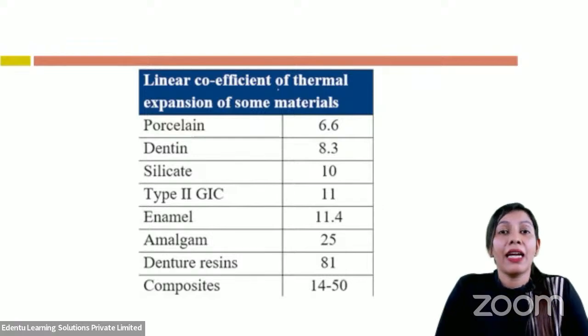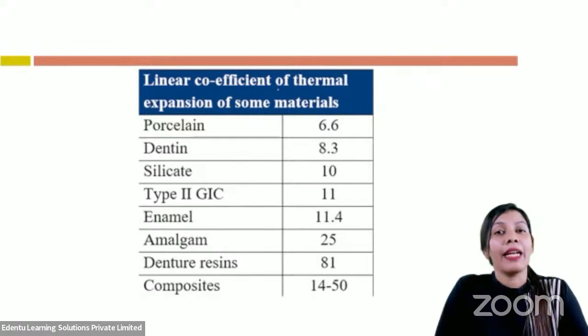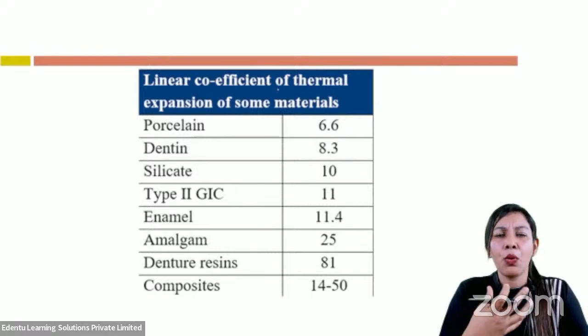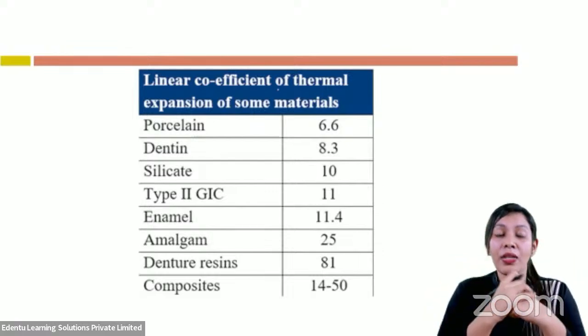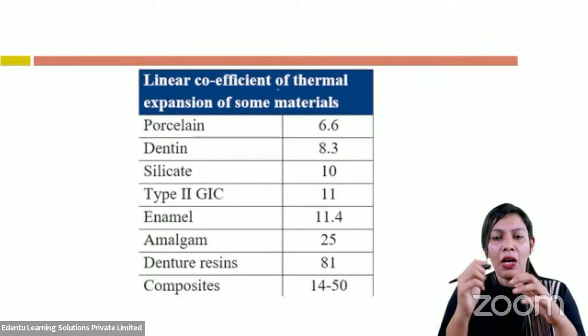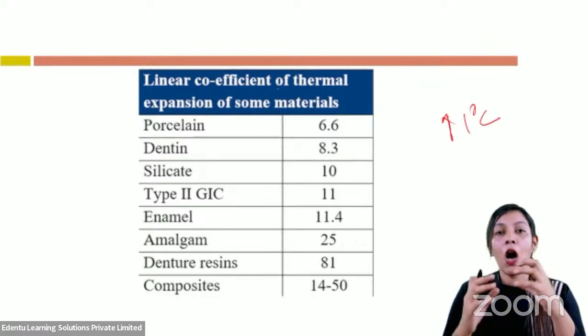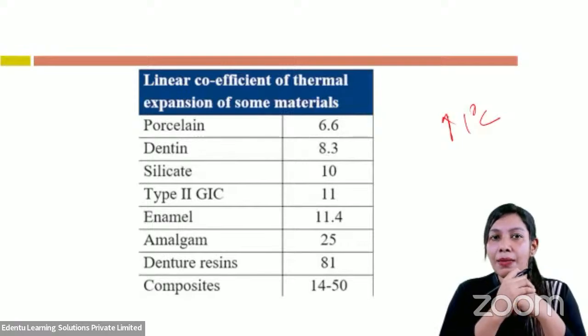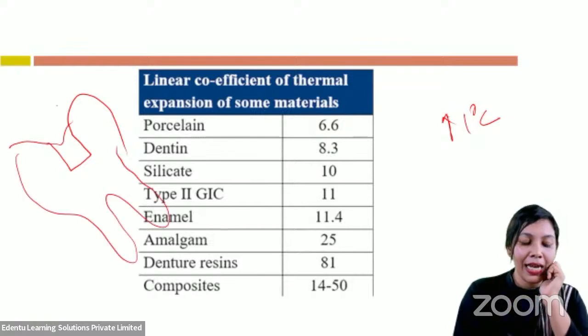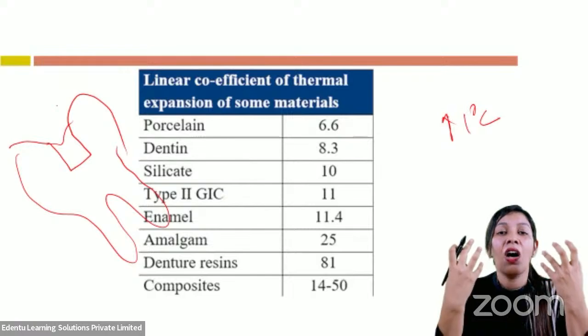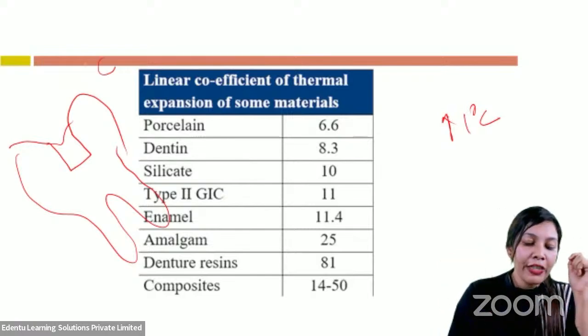Next, very important topic again, linear coefficient of thermal expansion. Every material, when it is exposed to a temperature change, will swell or shrink. That is called the linear coefficient of thermal expansion. It is how much the material expands when there is an increase of 1 degree Celsius. This is a very important concept, because whenever we select a restorative material for a tooth, see, this is the tooth, we have to select a material whose coefficient of thermal expansion is similar to that of enamel and dentine.